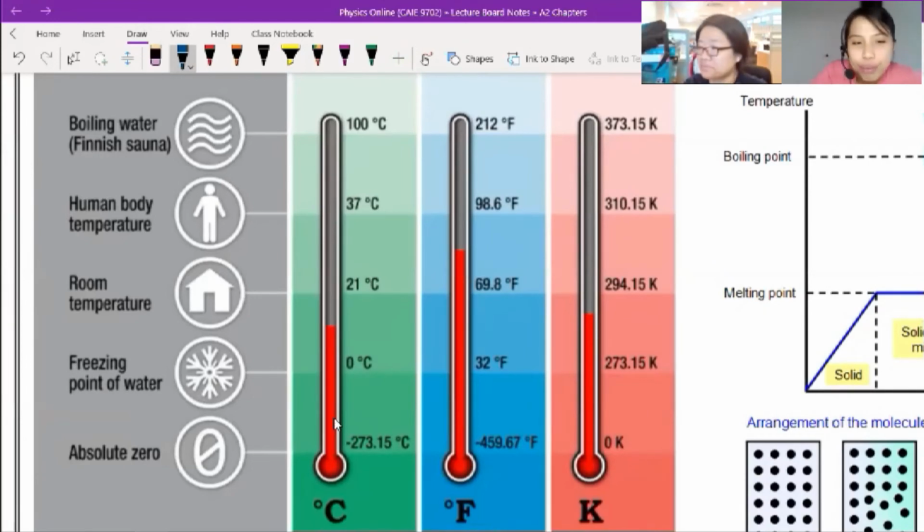Yeah, so here you can see that if you look at the numbers for Fahrenheit, the amount of change is bigger. For example, from 0 to 100 degrees Celsius, Fahrenheit will have been through 180 degrees Fahrenheit change. Okay, so this change is bigger. It feels bigger, the number is bigger, but actually the amount of heat is the same.